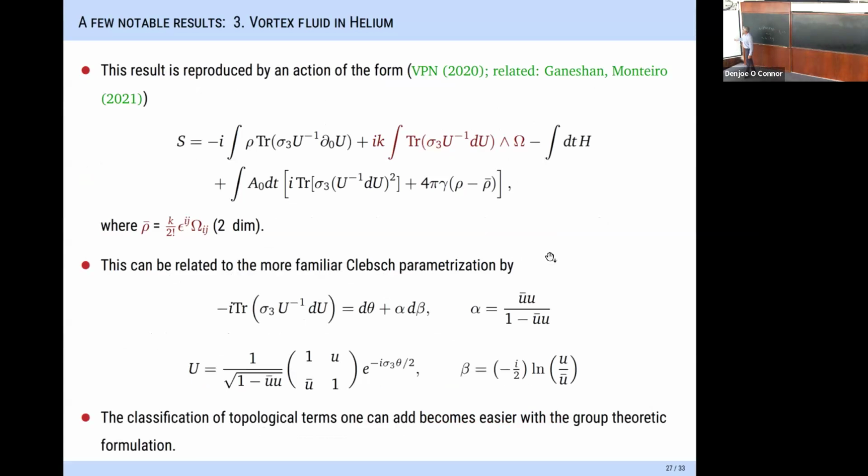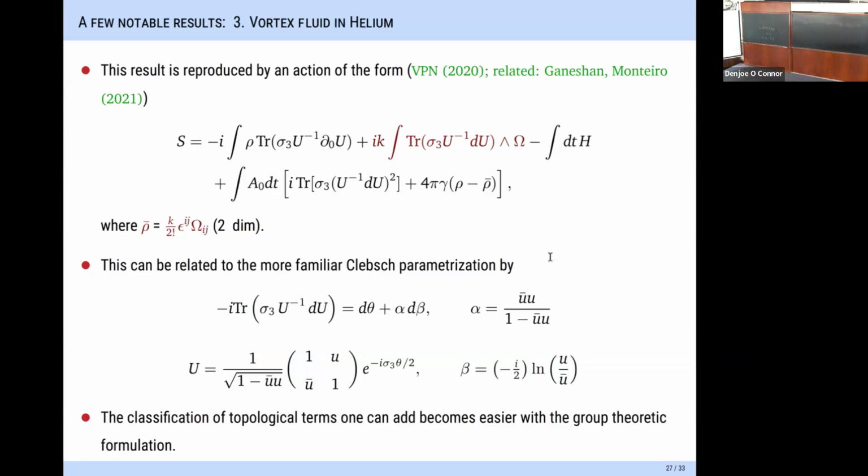But then you realize, thinking in the group theory language, there are many topological terms you can add to the fluid action, which again is something that people have not thought about very much in the past. I have a classification of those, but let me just focus on one of them, which is the wedge product of this little one form with omega. This is put in to obtain the constraint that I showed you in the previous slide. If you vary A0, then this is proportional to the vorticity, so this becomes the constraint that I displayed before. Replace gamma by rho minus rho bar.